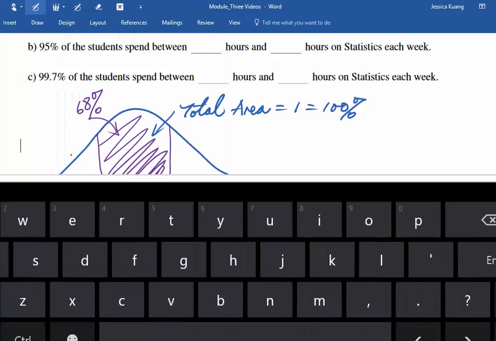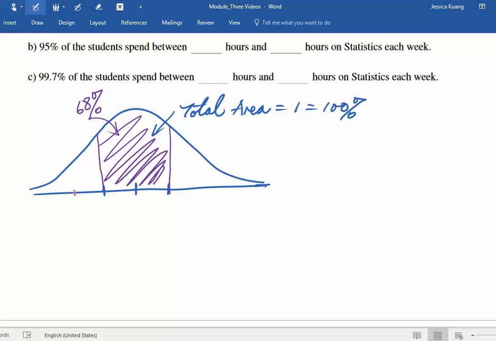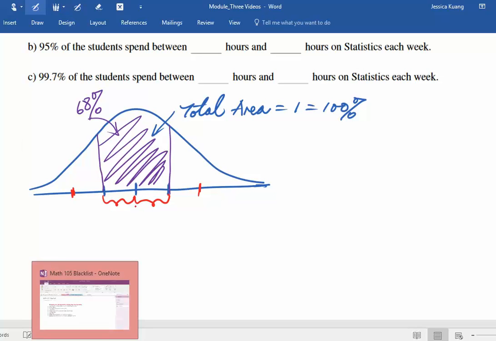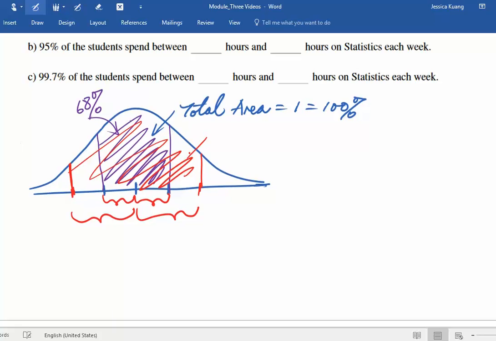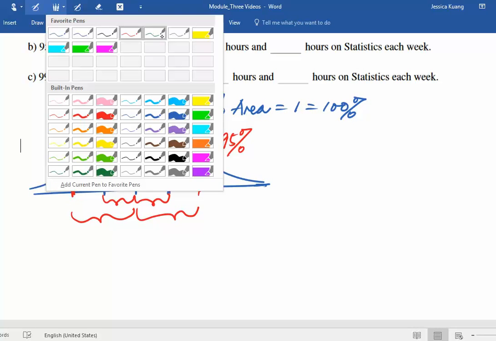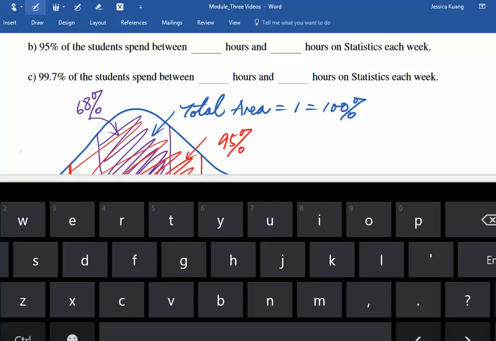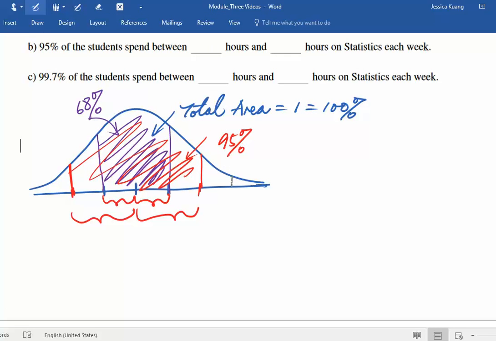And this area is 2 standard deviations away from the mean. So this is 1 standard deviation to the right and 1 standard deviation to the left, and this is 2 standard deviations to the right and 2 standard deviations to the left. This area from left to right will be 95%.